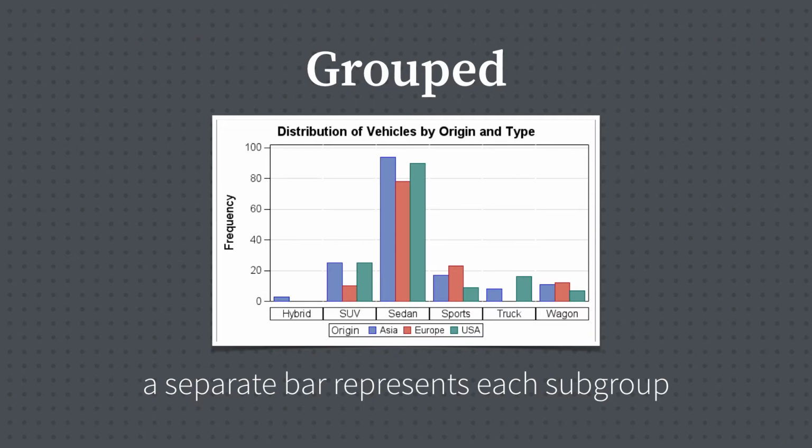So if we look at the example in front of us, we can see here that we have 6 different types of vehicle. And then those different types of vehicles have again been divided up into 3 what we call subgroups. Cars from Asia, cars from Europe, and those from the USA. So a chart like this allows us not only to compare the main groups, but also to compare the subgroups with each other and within the different main groups as well.